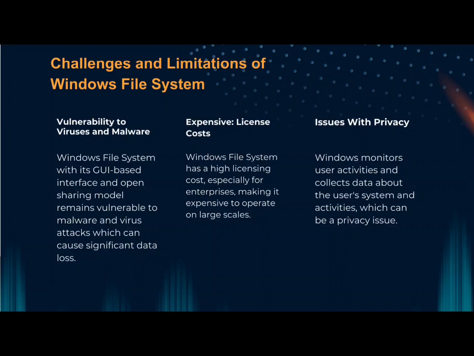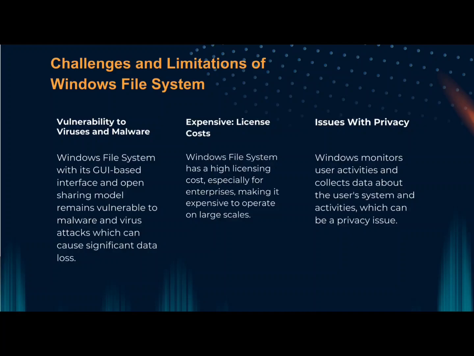Now for the challenges and limitations of Windows File System. Firstly, it has vulnerability to viruses and malware. Windows File System with its GUI-based interface and open sharing model remains vulnerable to malware and virus attacks, which can cause significant data loss. It also has expensive license costs. Windows File System has a high licensing cost, especially for enterprises, making it expensive to operate on large scales. And it also has issues with privacy. It is because Windows monitors user activities and collects data about the user system and activities, which can be a privacy issue.